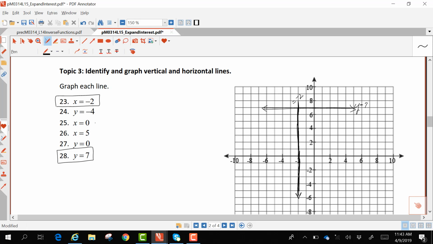Now, interestingly enough, on number 25 and number 27, when it's x equaling 0, that's actually the name of the y-axis. That is the name of the y-axis, and y equaling 0 is the equation name of the x-axis.